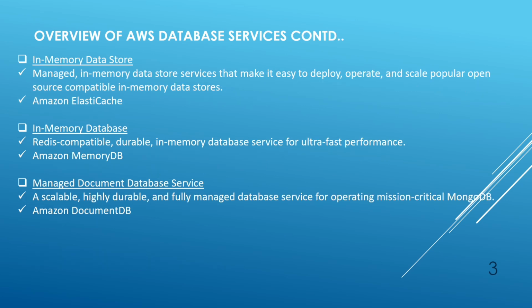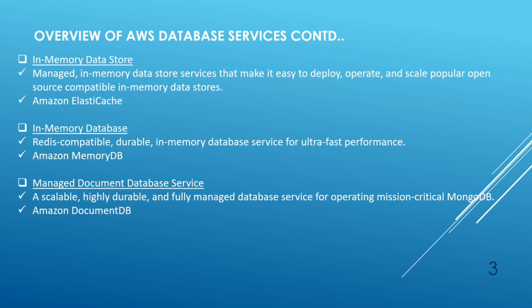Again, there are some other services as well. There is the in-memory data store, a managed in-memory data store service that makes it easy to deploy, operate, and scale popular open source compatible in-memory data stores. Amazon ElastiCache is an example of an in-memory data store. Then we also have in-memory databases, a Redis compatible, durable in-memory database service for ultra high performance, Amazon MemoryDB.